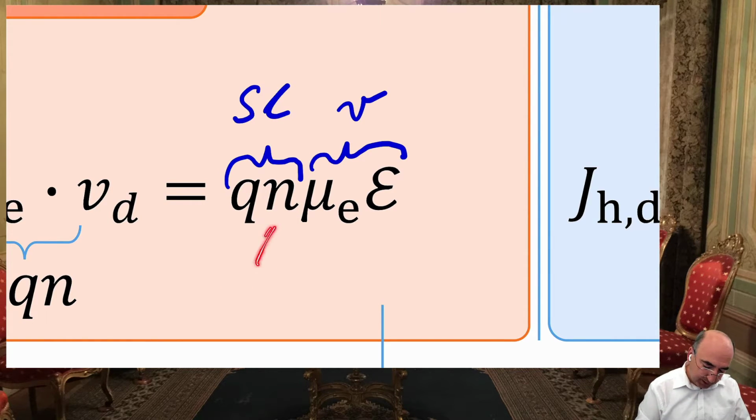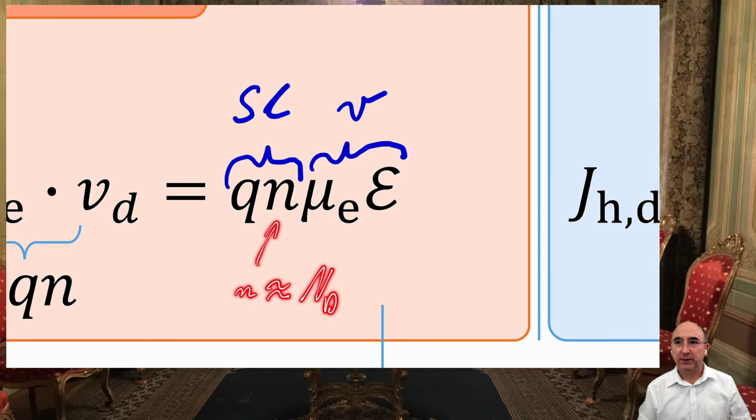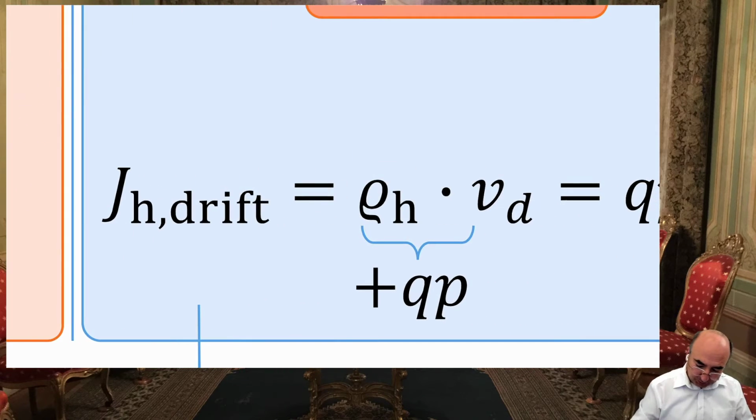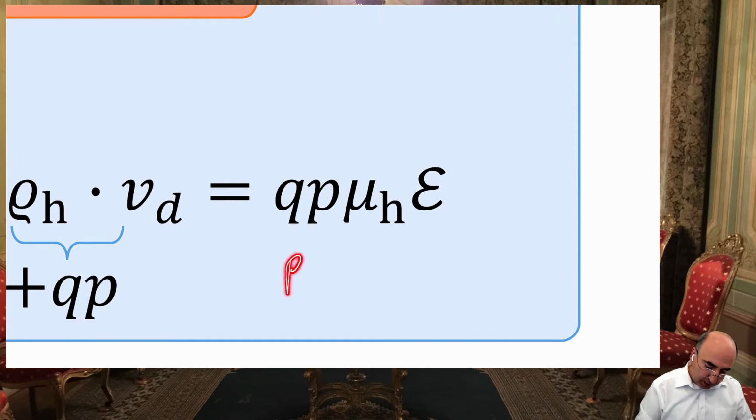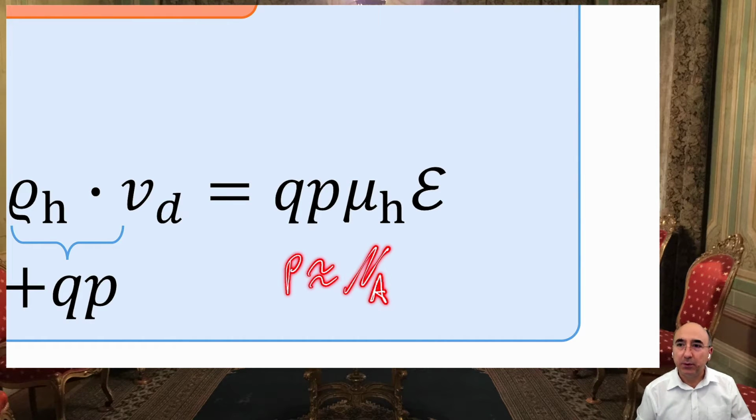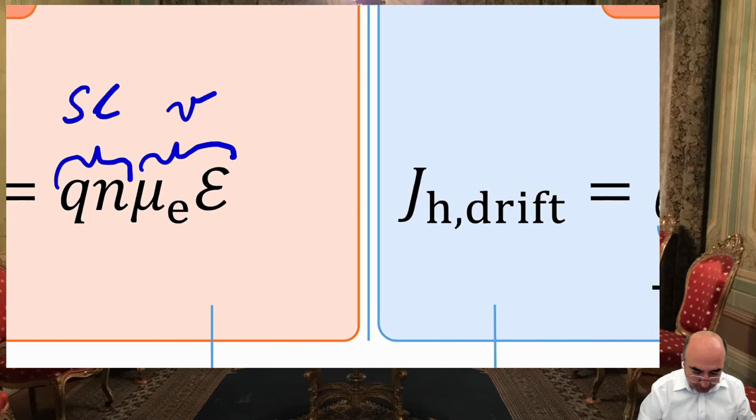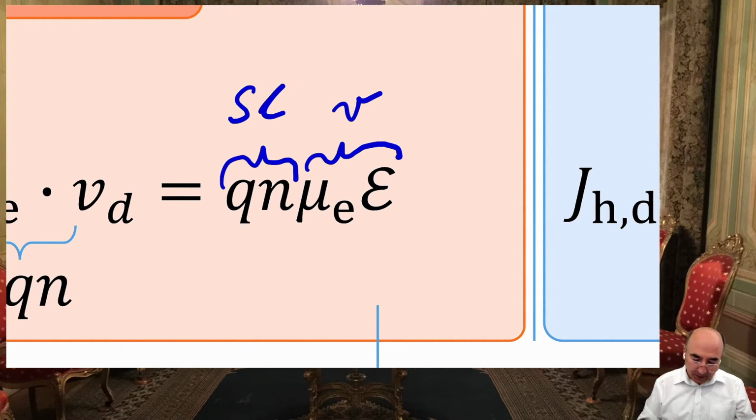Who does produce this N? This N is roughly ND. You are causing this number of carriers per cubic centimeter by doping. Also, for the holes, you are causing roughly by acceptor atom doping this number of carriers per cubic centimeter. Okay, so keep it at the electron side.